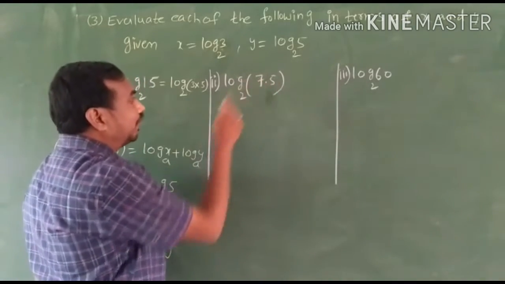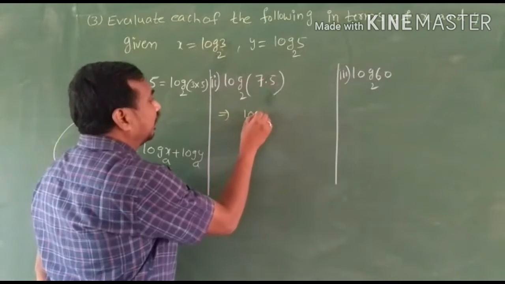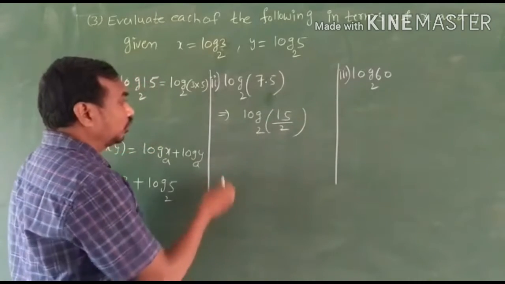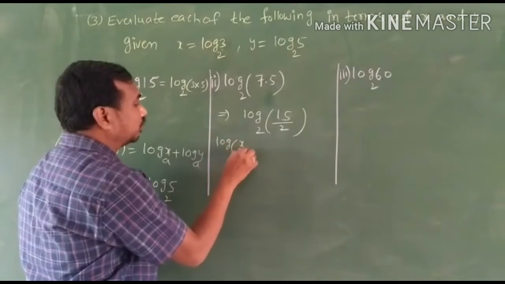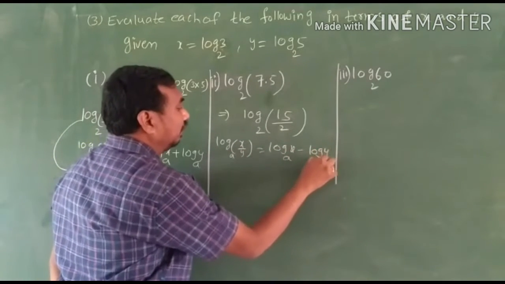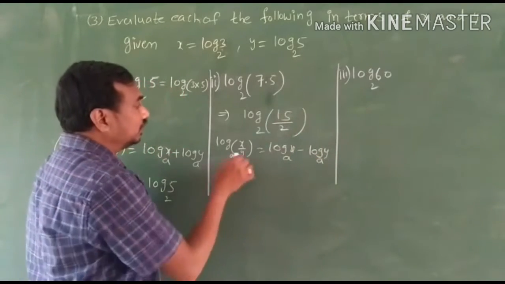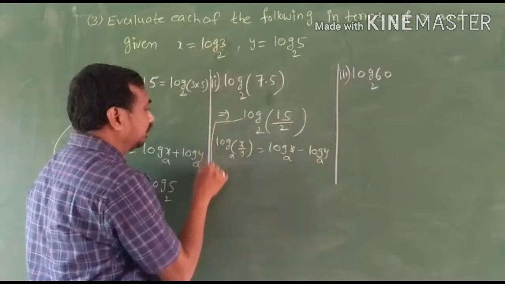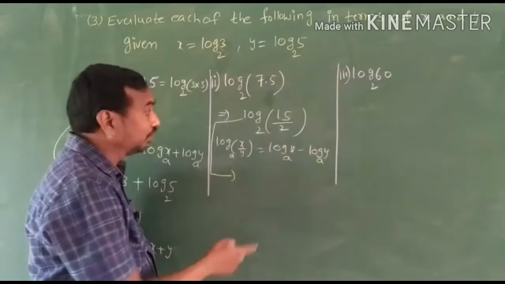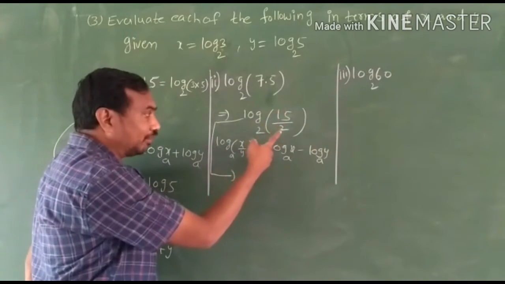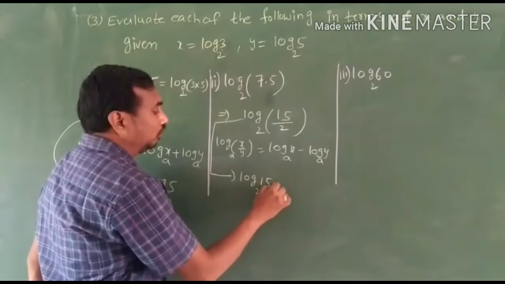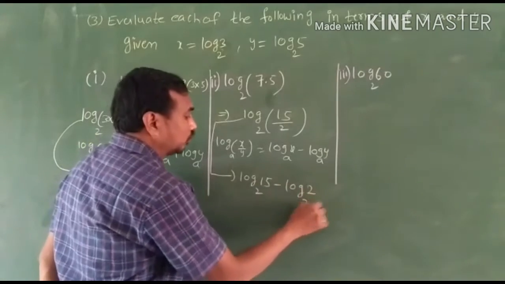So we can write this 7.5 using 15, that is log 15 by 2 to the base 2. So what is the formula for log x by y to the base a? Log x to the base a minus log y to the base a. By using this formula, in place of x we are having 15, in place of y we are having 2, that is log 15 to the base 2 minus log 2 base 2.